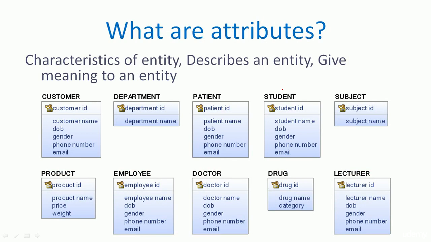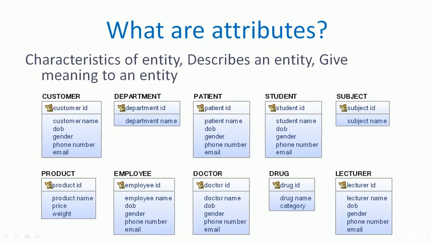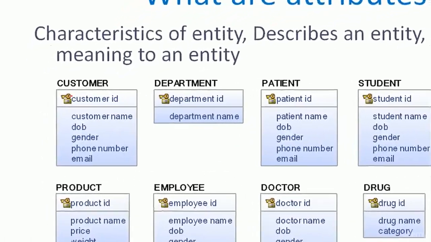Then what are attributes? Entities are not meaningful if you do not have a set of attributes to describe them. So attributes are characteristics of entity and they describe them, they give some meaning. So you can find this is an entity with a set of attributes.